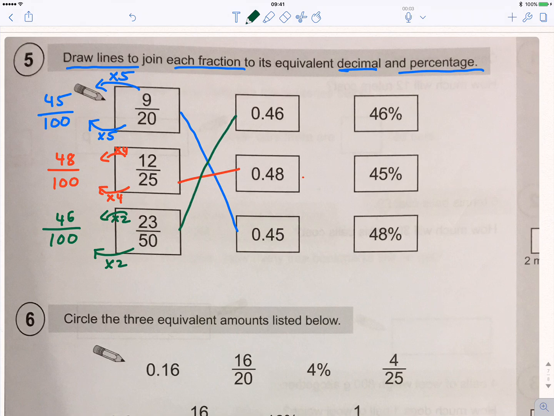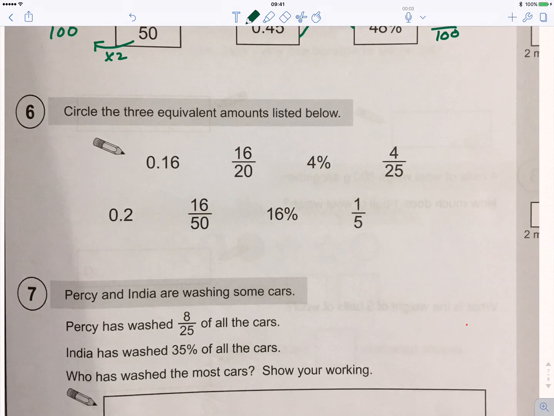Now we can easily join up the decimals to the percentages. I mean, by now you should know that 0.46 is just 46%. 45% is just 0.45, and 48% is just 0.48. And if it helps, on the right hand side you can write each of the percentages out of 100. And there you can clearly see what decimals they will be. Let's go to the next one.